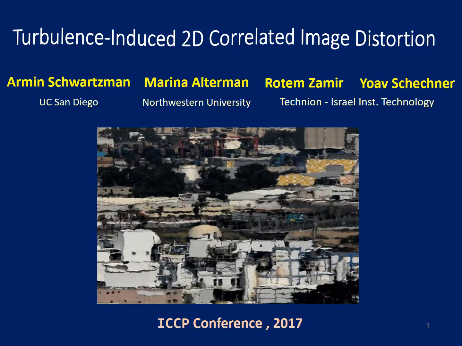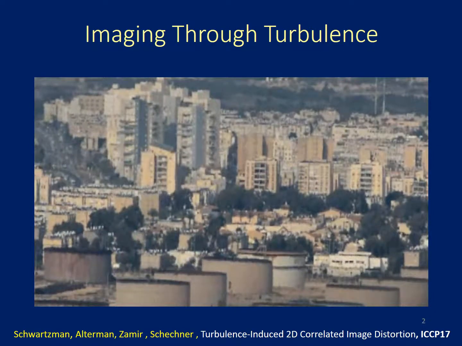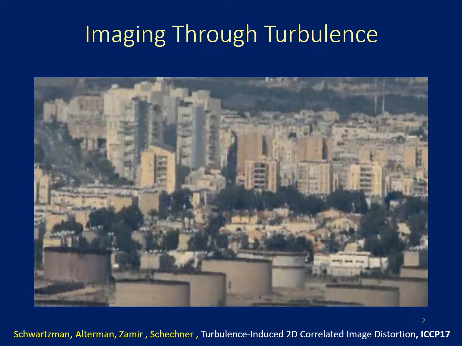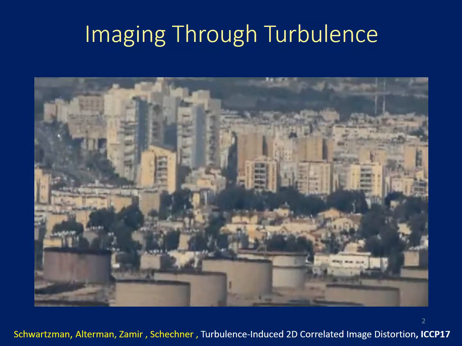Turbulence-induced 2D correlated image distortion. This is a real video taken on a hot day through turbulent atmosphere. Atmospheric turbulence randomly changes the refractive index along the line of sight. This creates refractive perturbations to light passing through a scene, generating geometric distortions such as these.